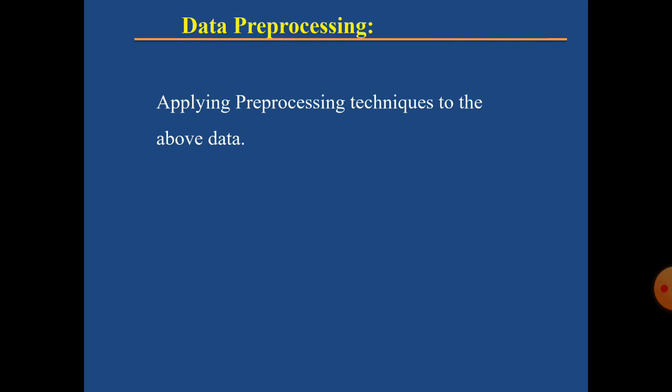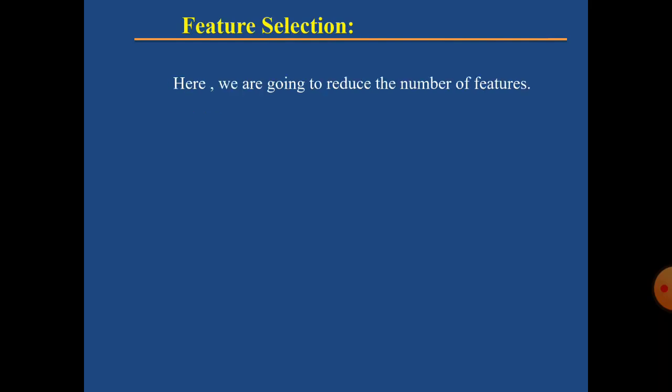Next, our third step is feature selection. Here, feature selection is nothing but selecting features in a data set. In the first step we loaded the data set. In the second step we performed some pre-processing techniques to improve the quality of the data set.